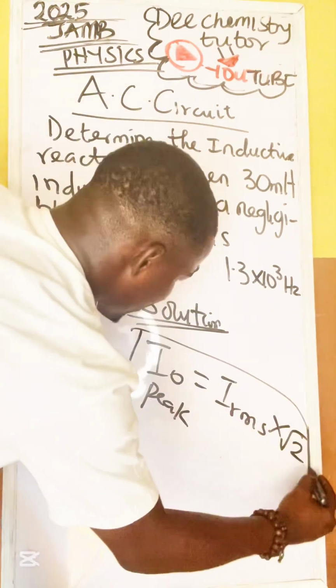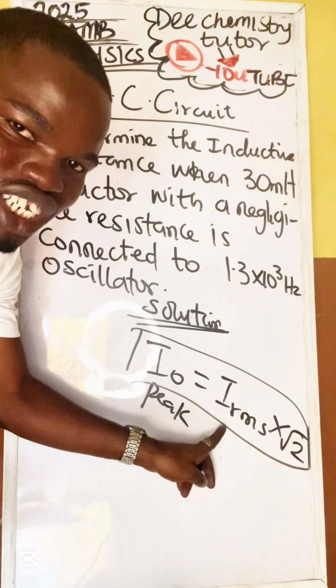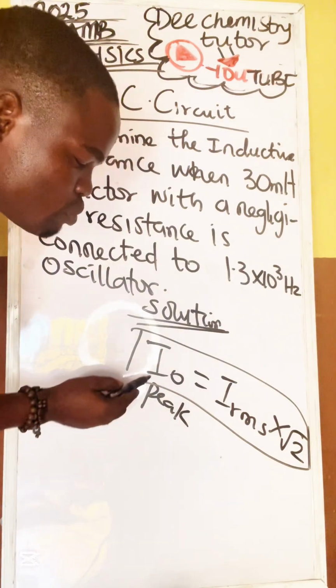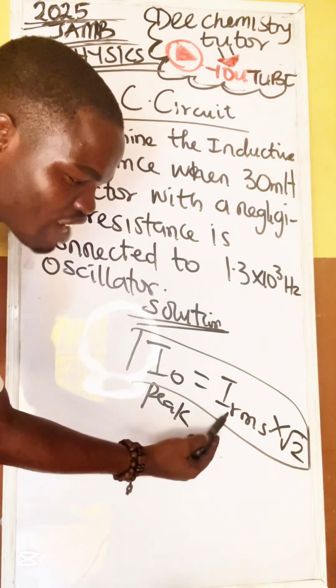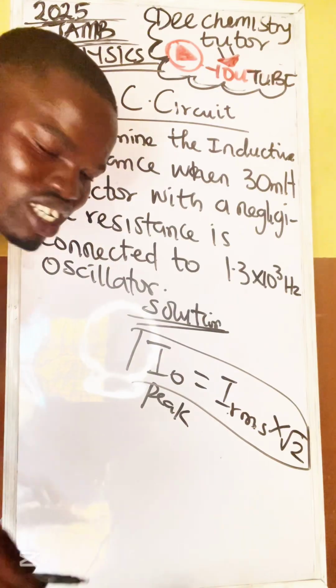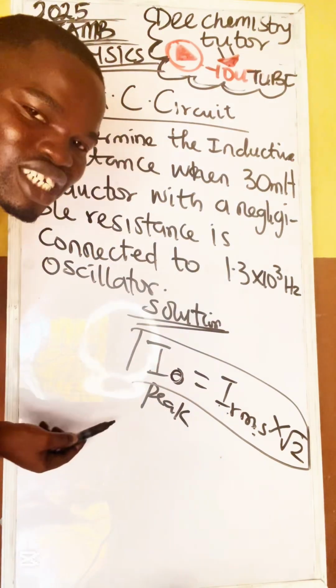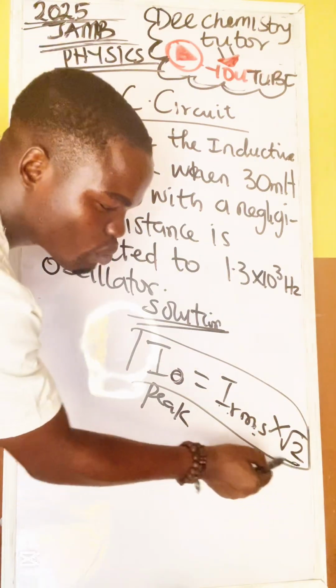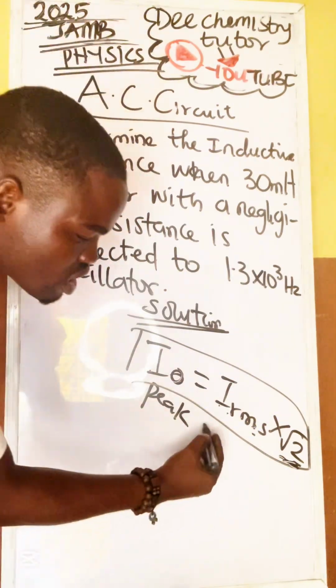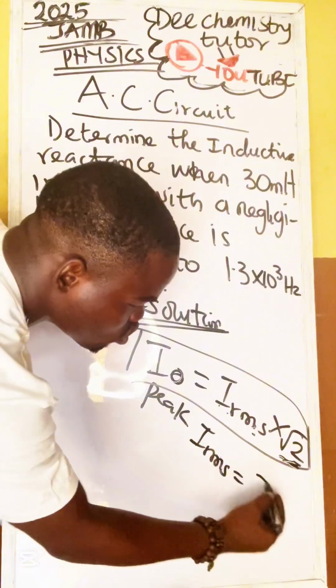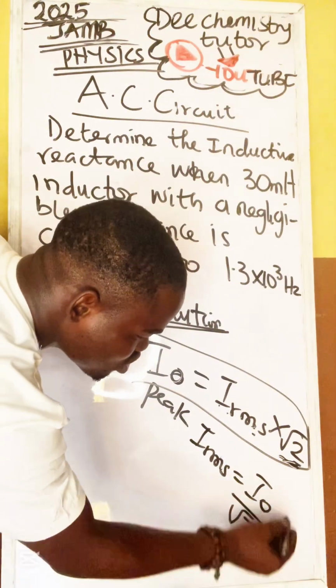Now I know it's not related to the question, but I saw this question in JAMB, so don't miss it. When they say peak current, RMS current, you don't even care what RMS means. RMS means root mean square current, but this is peak already. Peak should be greater, and that's why it must be multiplied by this. Then you can say I RMS equals I peak over square root of 2.